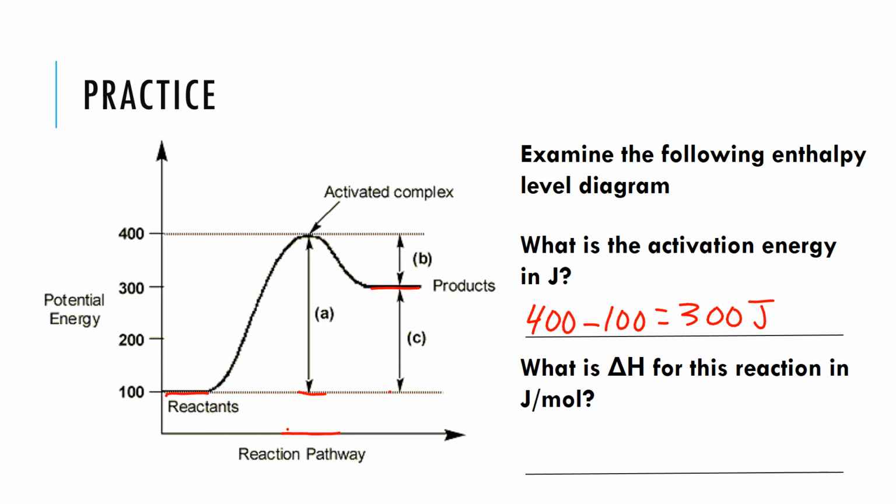And delta H, the change in enthalpy, will be represented by line C here, and so line C starts at 300, or it tops out at 300, and goes down to the reactant line, which is 100. So delta H will be 200 joules per mole. All right.